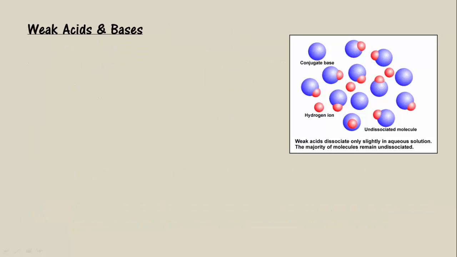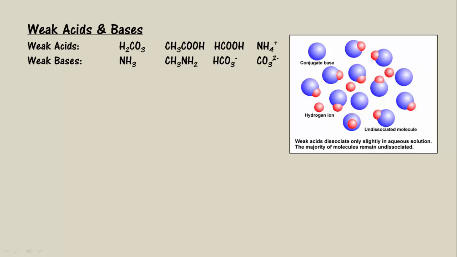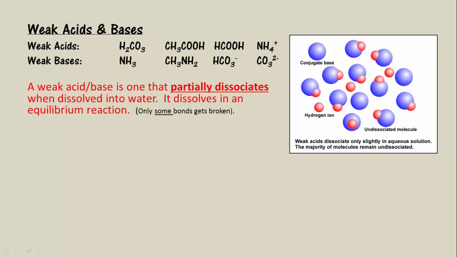Okay, now let's look at weak acids and bases, again focusing on the weak acids in particular. Some weak acids include the hydrogen carbonate or carbonic acid, ethanoic acid, methanoic acid, and the ammonium ion. So we've got 3 molecular species that are weak acids and 1 in this example which is a cation. Weak bases include ammonia and organic amines and the 2 ions bicarbonate and carbonate. So weak bases could be molecular species or ionic species also.